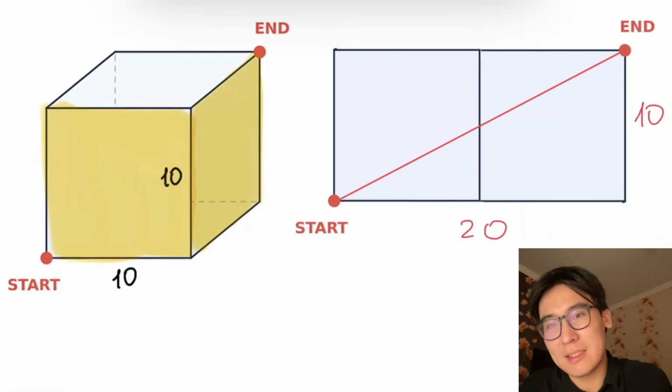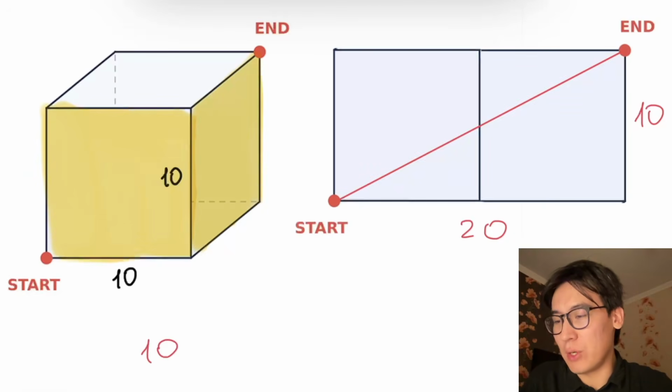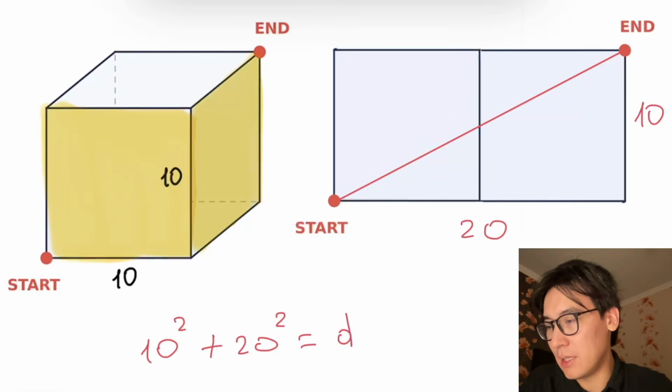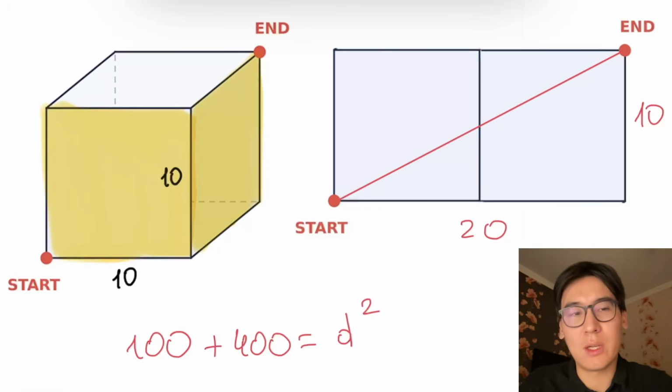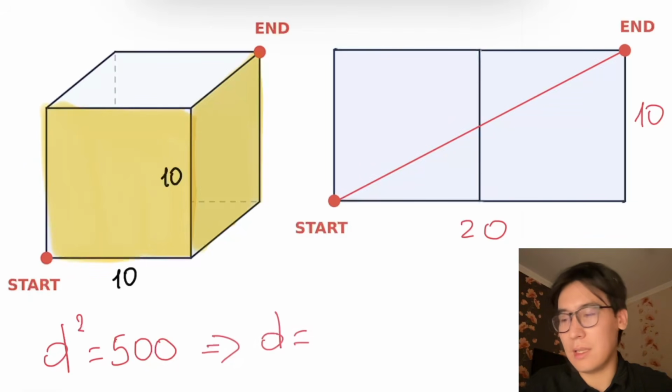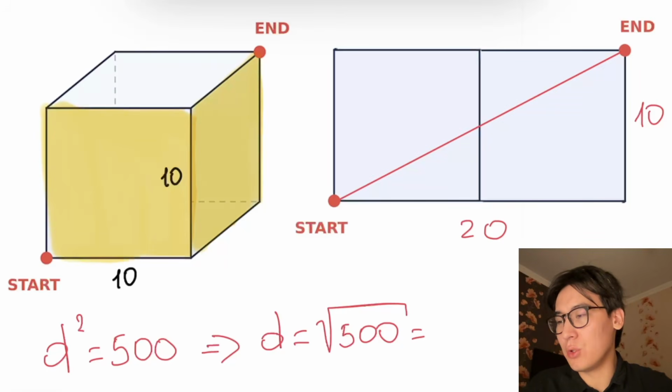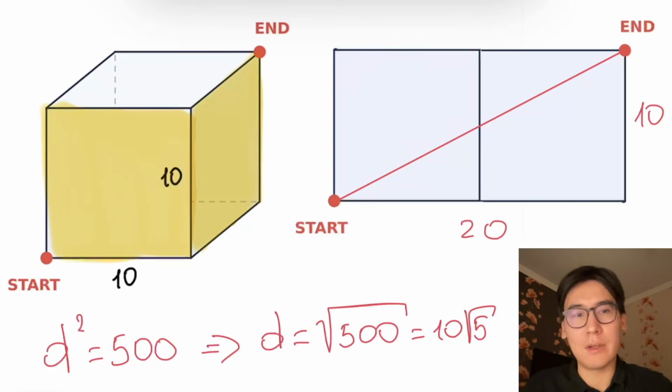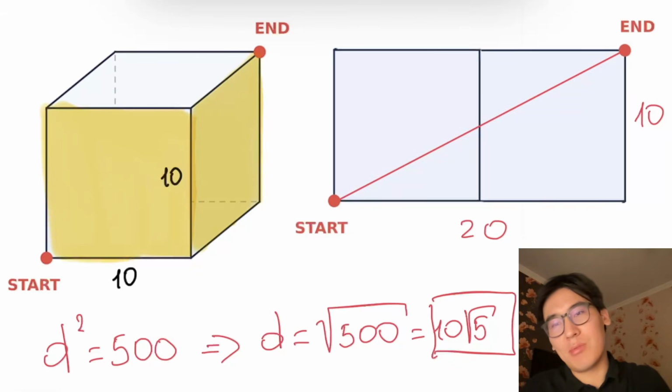To find our shortest path, in this case the hypotenuse of this triangle, we just use the Pythagorean theorem. So 10 squared plus 20 squared will give us this distance squared. It is 100 plus 400, which is 500. So distance squared is 500, then the distance itself equals the square root of 500, which simplifies to 10 times square root of 5. So this is our answer. The shortest path from the start point to the end point is 10 times square root of 5.